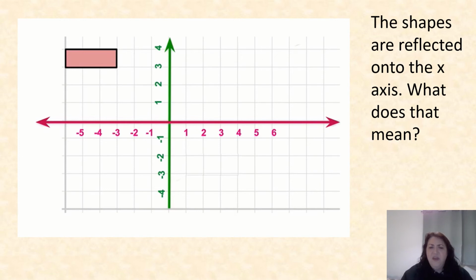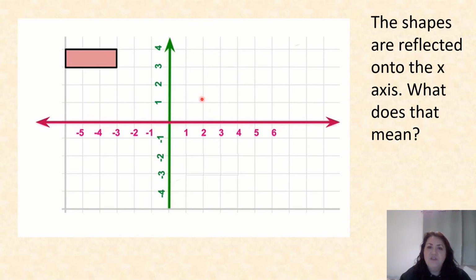Okay. Now, this time, the shapes are reflected onto the x-axis. What do you think I mean by that? Have a think. What it means is there's no mirror line this time. The x-axis is our mirror line. So we don't have a separate mirror line. Can you see there's no dotted black line this time? And that's because our mirror line is our x-axis, this one, the horizontal one. So we're using that as our mirror line.